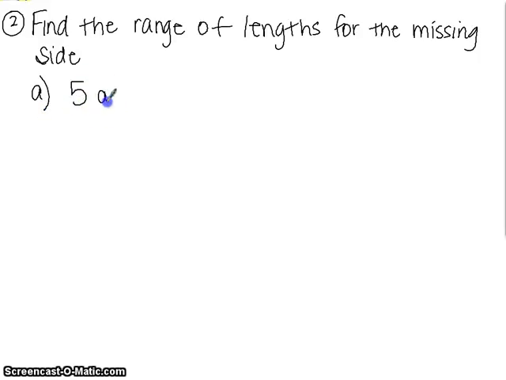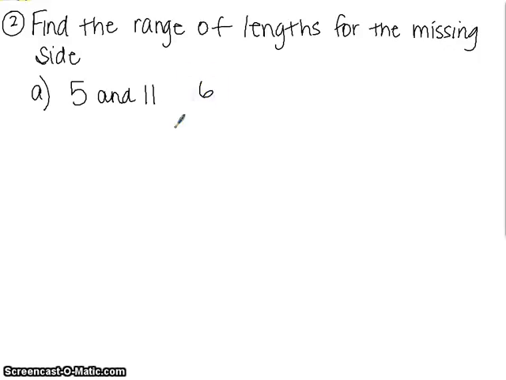So let's say we have 5 and 11. Well, there are actually a lot of numbers in here because we could even do decimals and fractions and all that kind of thing. So here's what we're going to do. In order to figure out the lower boundary, the lowest number that it can be, we're going to take 5 and 11 and subtract them. It has to be positive, because you can't have a negative length. So 11 minus 5 is 6.